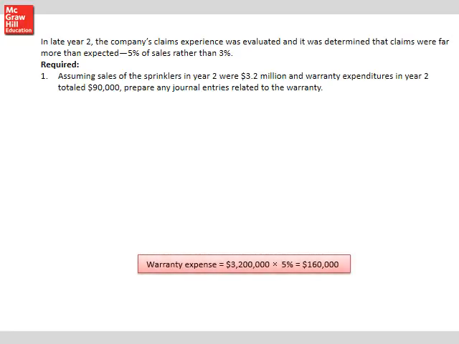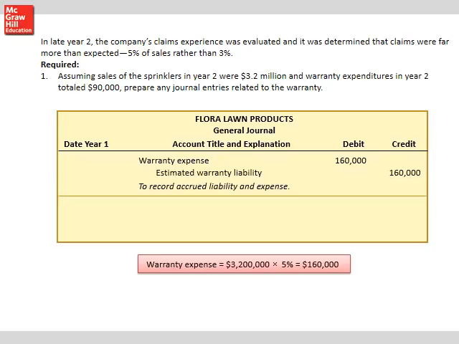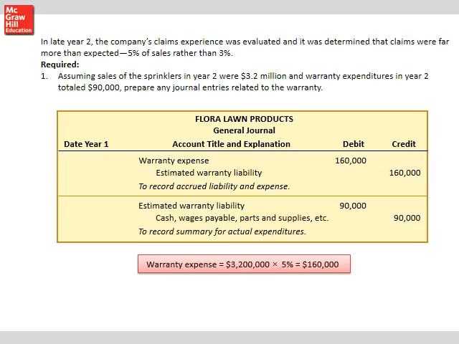So we're going to have 3,200,000 times 5%, or 160,000. Okay, so our warranty expense will be a $160,000 debit and estimated warranty liability of $160,000 to accrue the liability expense. We also had claims of $90,000, so we'll take it out of the estimated warranty liability of $90,000, and we will credit the cash, wages payable for whatever we expended to satisfy those claims.